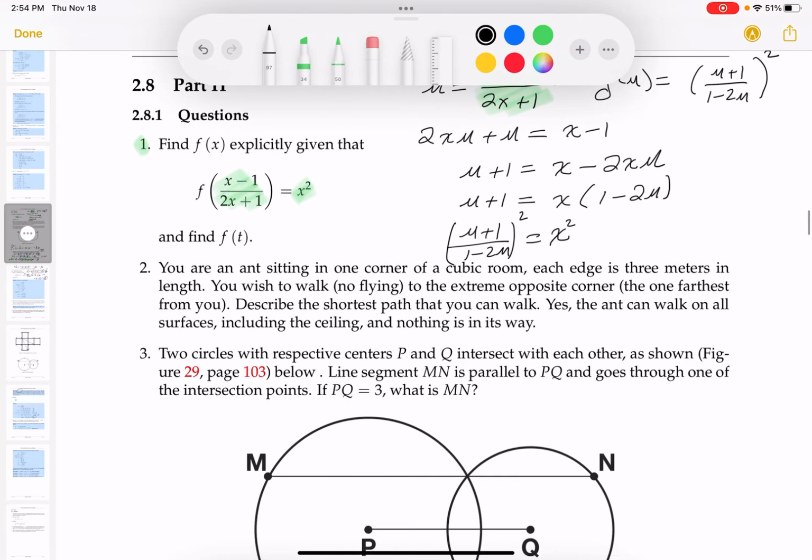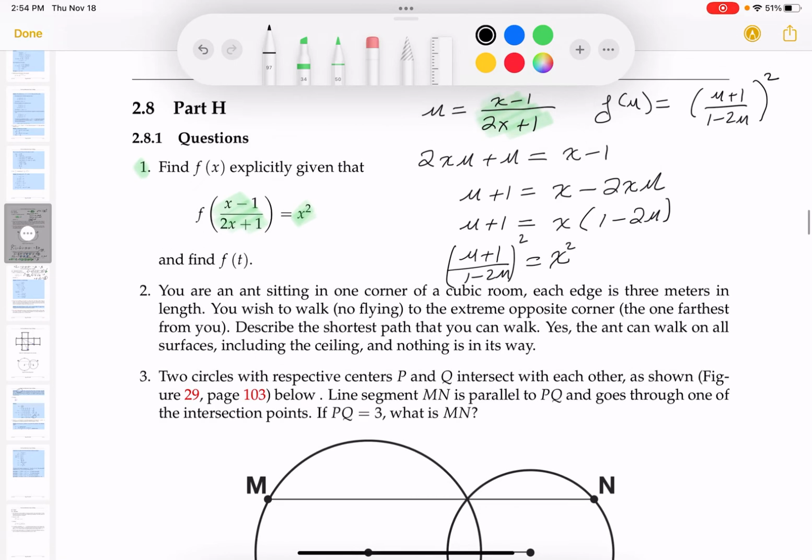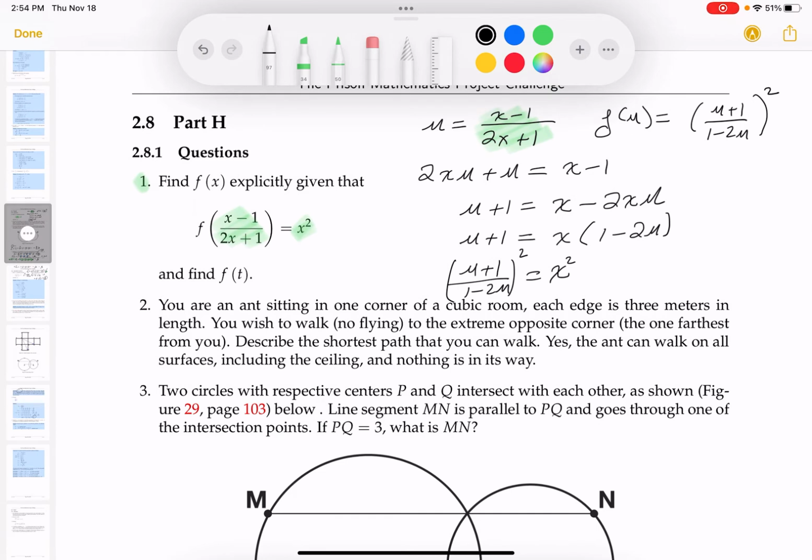Okay, now what does it say? It says find f of x. Well, I have it now. And again, I'm just going to make another substitution. I'm going to say u is equal to x now. So we're finished with this one. What do you get? F of x is equal to x plus 1 over 1 minus 2x, quantity squared.